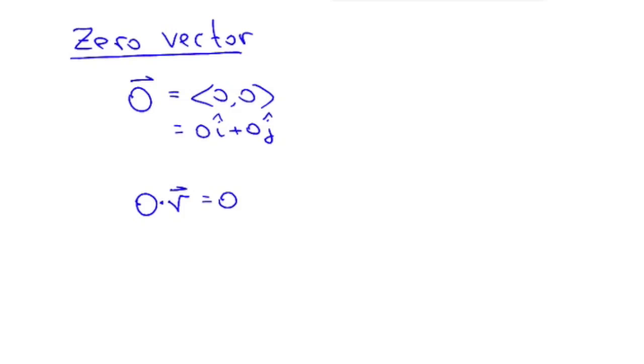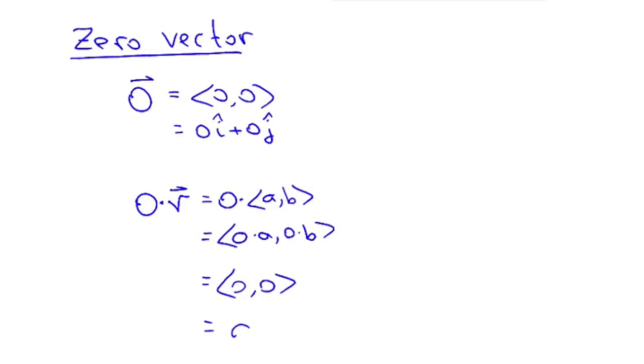Because what happens is you get 0 times, let's say, <a, b>. You would distribute it, you'd get 0 times a and 0 times b from the i, j notation distribution. And then 0 times anything is 0, so you'd get <0, 0>, which is better known as the zero vector. So 0 as a scalar and 0 as a vector are two different things, so don't get them confused. So that's the zero vector.